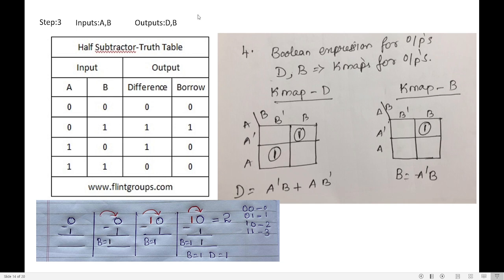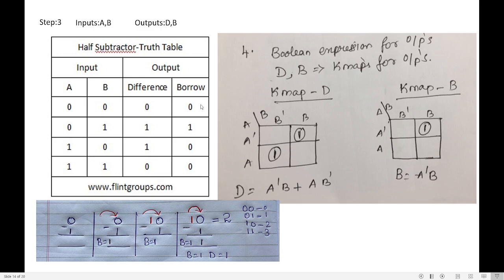After filling the truth table, the next step is to plot the K-maps. First plot it for difference, then plot it for borrow. For difference, I'm plotting it. How many variables? 2 variables, so a 2 variable K-map. The difference is high for 2 terms. First one is A bar B, so I have written 1. It is also high for A B bar, so it is high there. I cannot group them because they are not adjacent, so individually I need to group. So this value is A B bar plus A bar B. This is the equation for difference.